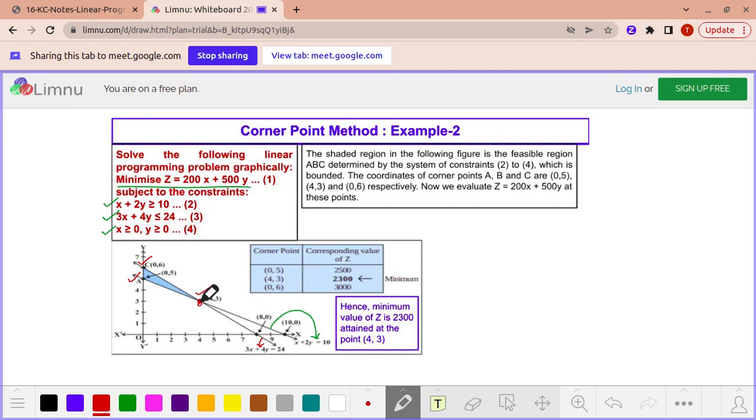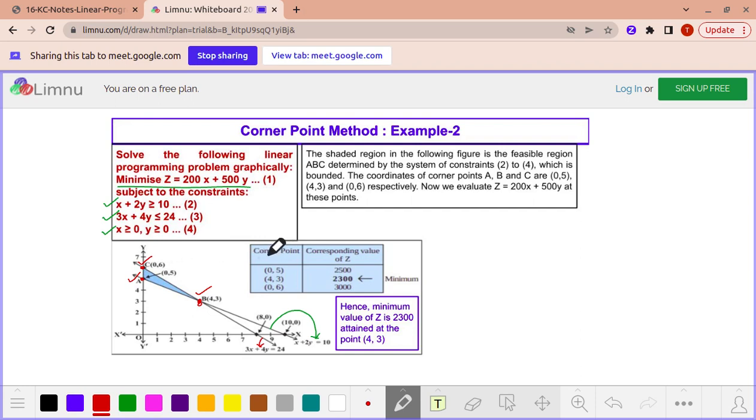In a similar manner, we find the coordinates of the point C by solving the equation 3x plus 4y equal to 24, and there we apply x equal to 0. So we get y equal to 6. So we get the coordinates of the point C as 0, 6. So we get the coordinates of all the 3 points A, B, C.